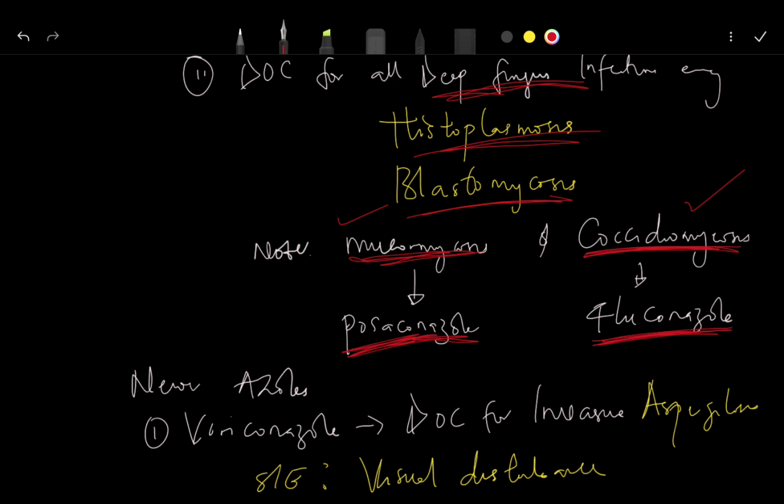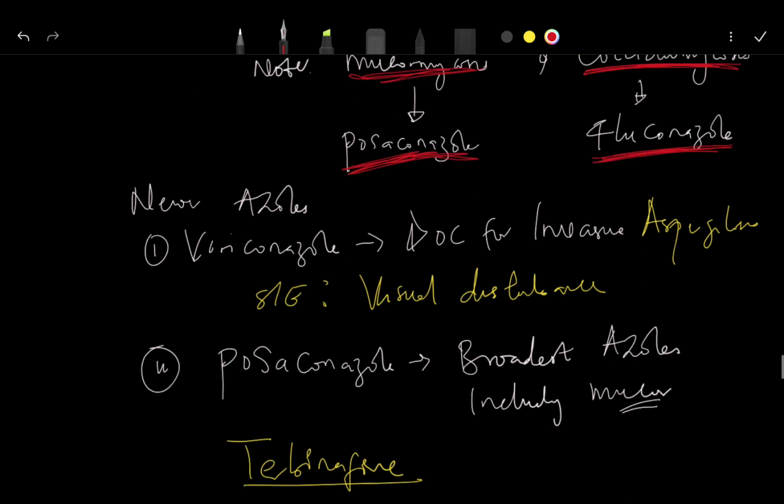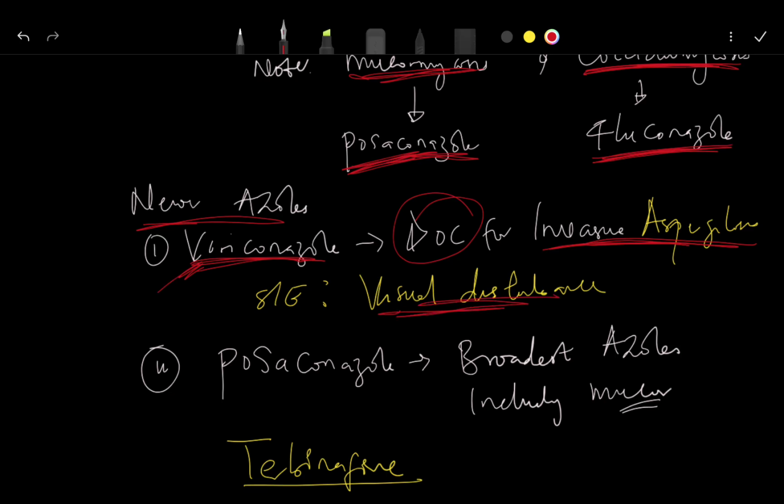Now let's come to some newer azoles. Newer azoles include voriconazole, which is a drug of choice for invasive aspergillosis. Side effect: V for visual, so it causes visual disturbances. Then posaconazole, which I've been mentioning. This is the latest azole, the broadest azole, including mucor. So it can kill mucor.